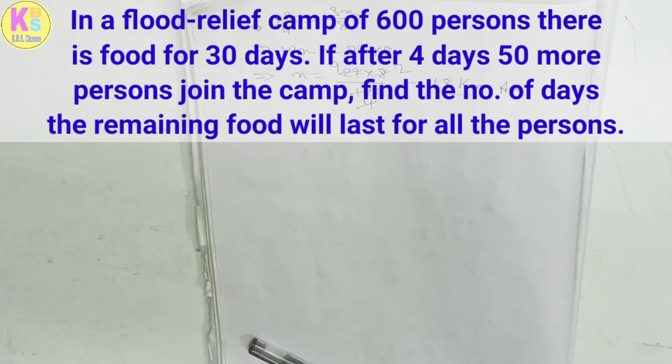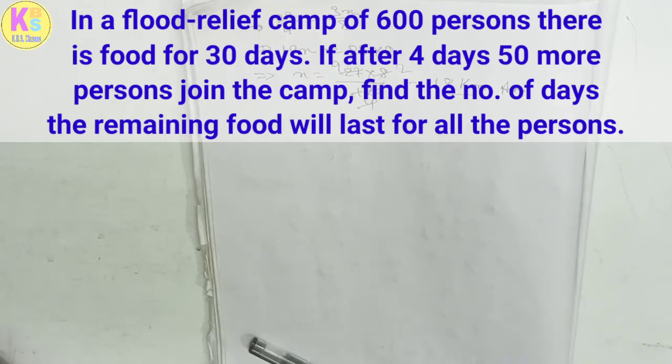Number of persons and food, what is the relation between this? Inverse relation. Because we know that if the number of persons increases, the food will last for fewer days, and if the number of persons decreases, the food will last for more days. So here is the inverse relation.